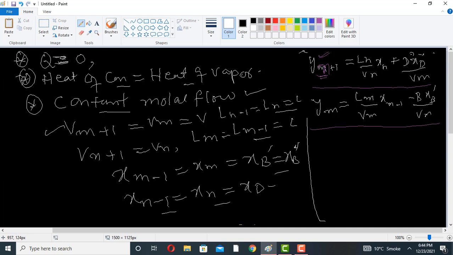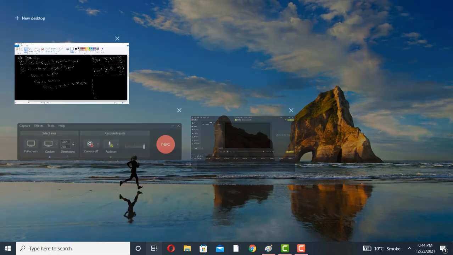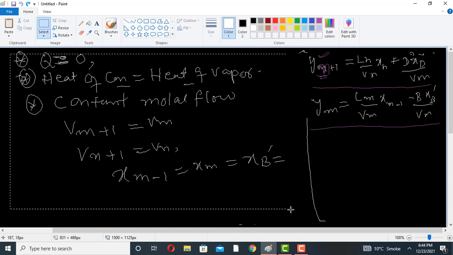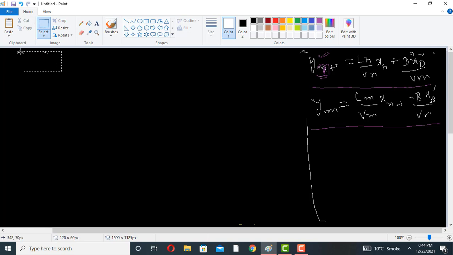So these are some assumptions of the McCabe Thiele method, and there will be no enthalpy change when you determine the number of layers during the McCabe Thiele method. How do we determine the number of layers using the McCabe Thiele method? What will be the procedure to find the number of layers using the McCabe Thiele method?